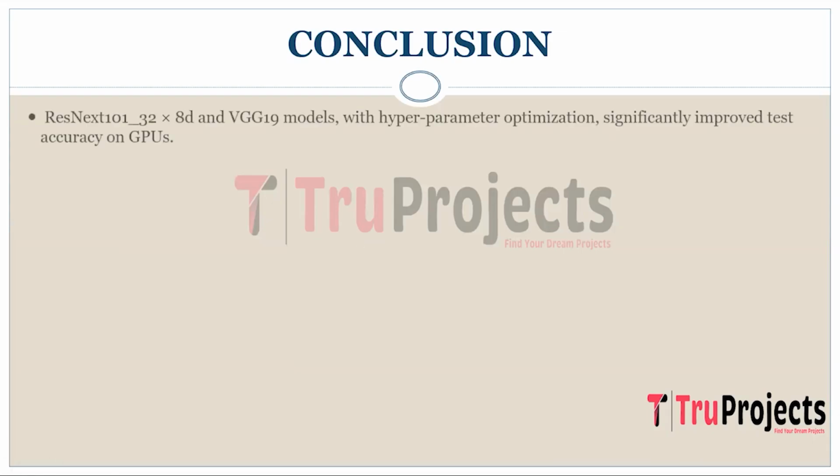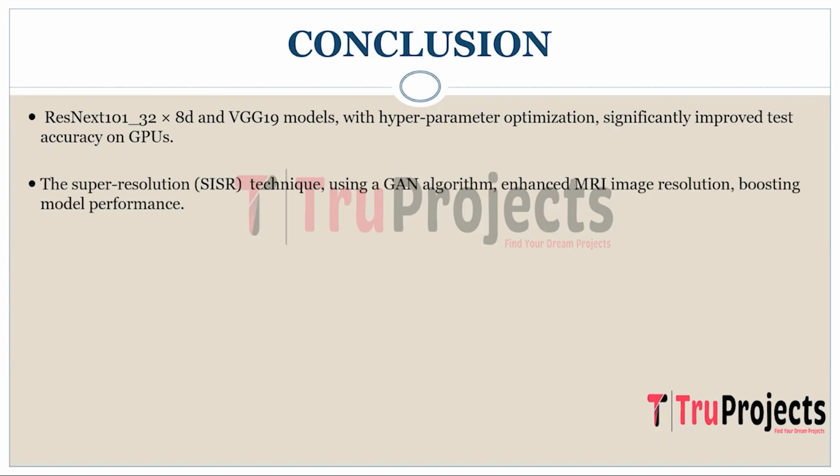The conclusion of the project is that the implementation of robust ResNet and VGG19 models along with hyperparameter optimization successfully achieved substantially greater test accuracy on a graphics processing unit. The application of a single image super resolution technique based on a generative adversarial network algorithm improved the resolution of MRI images, enhancing the performance of the models.